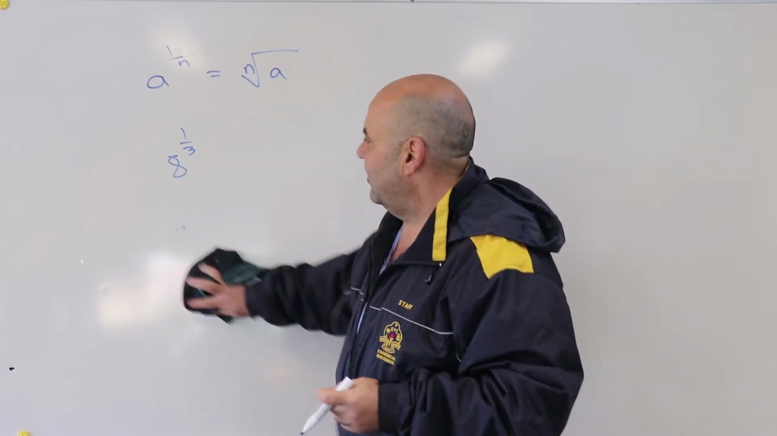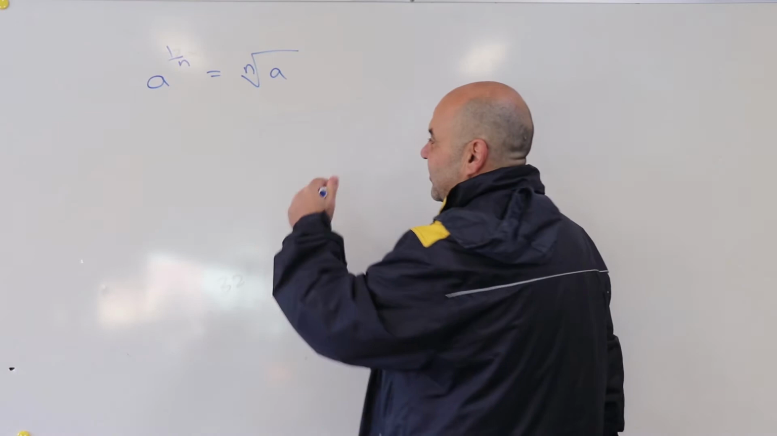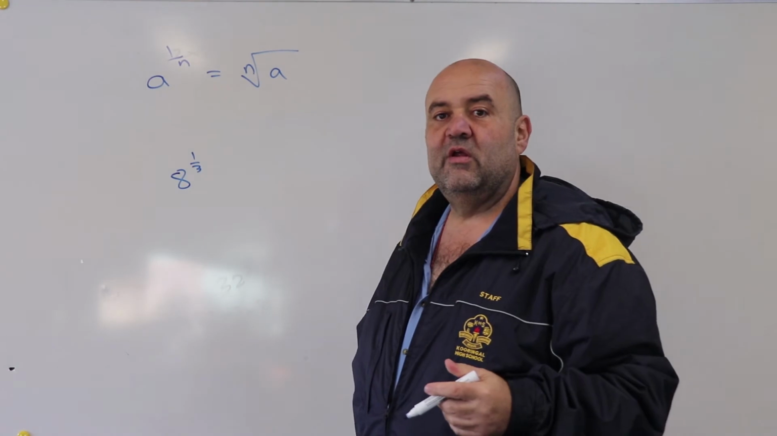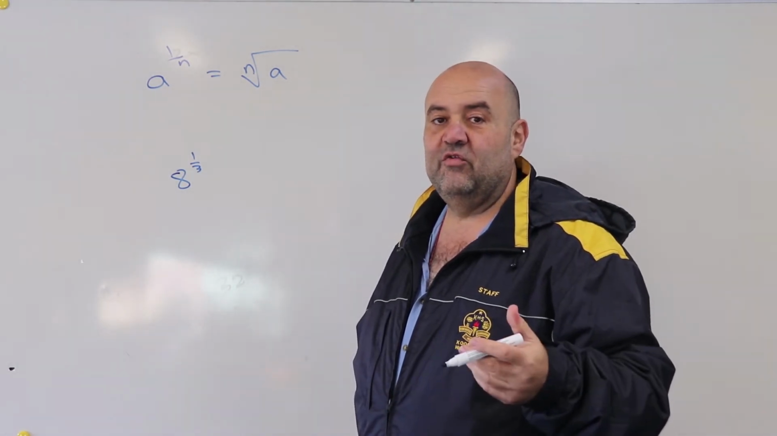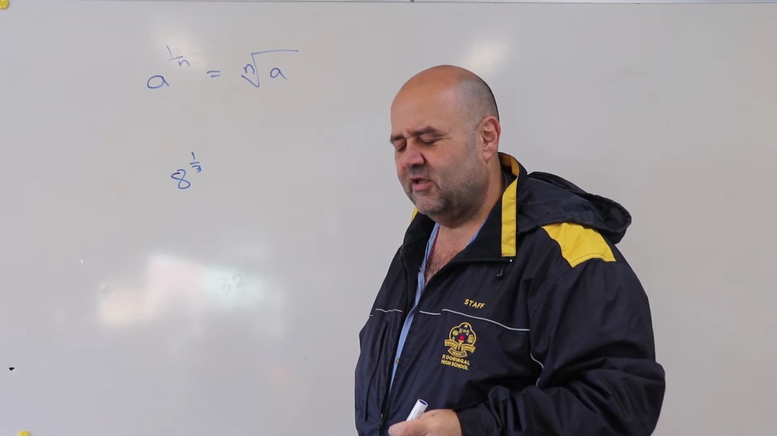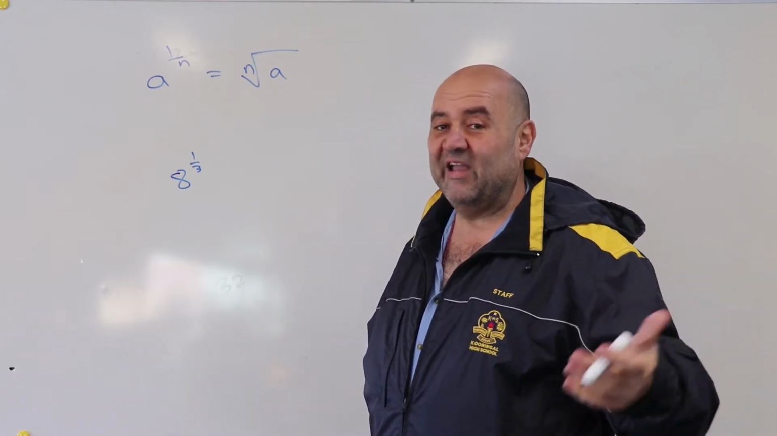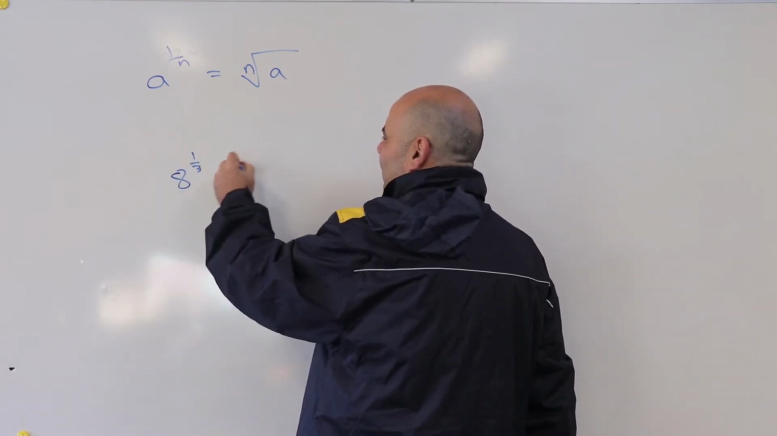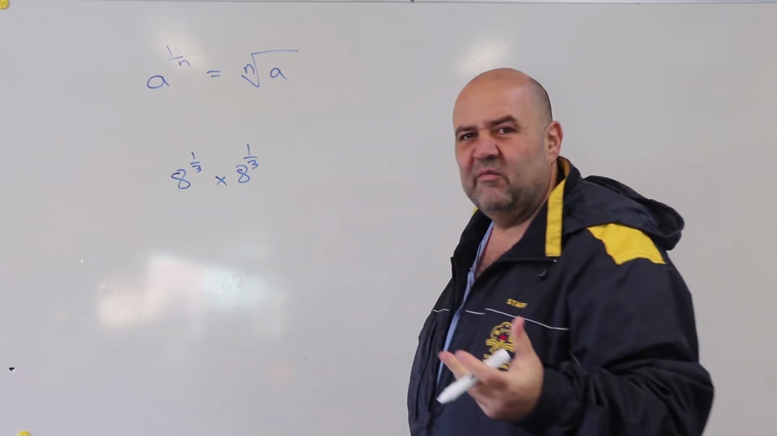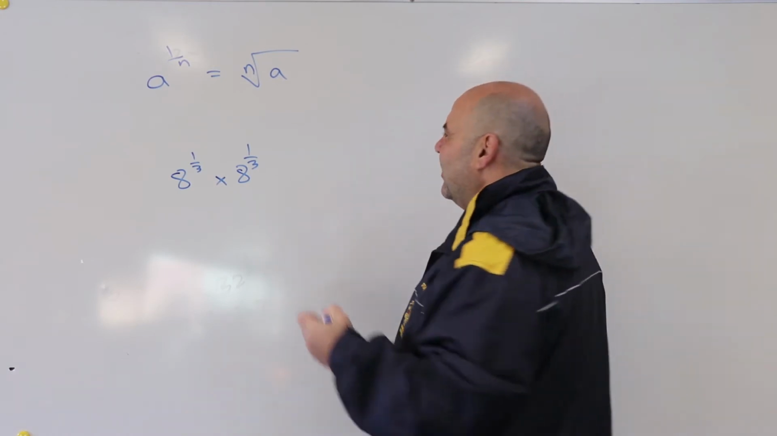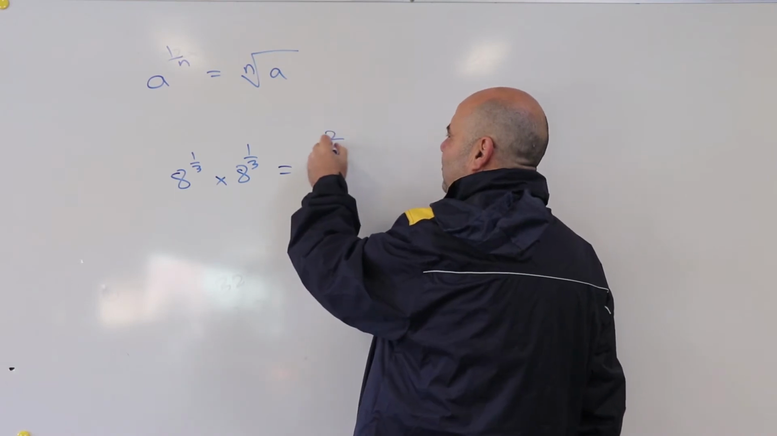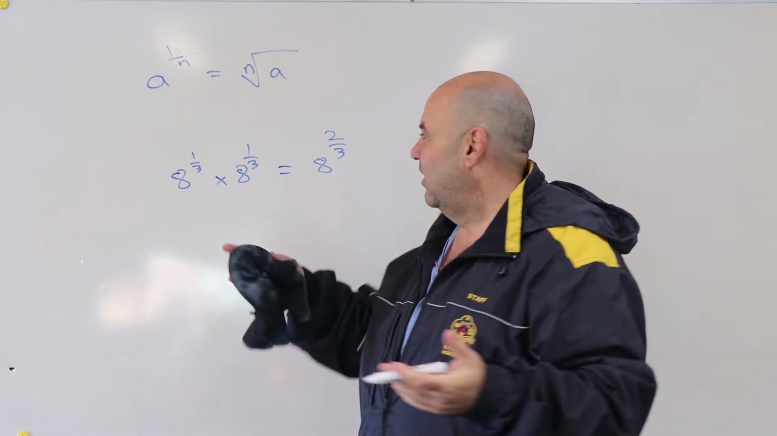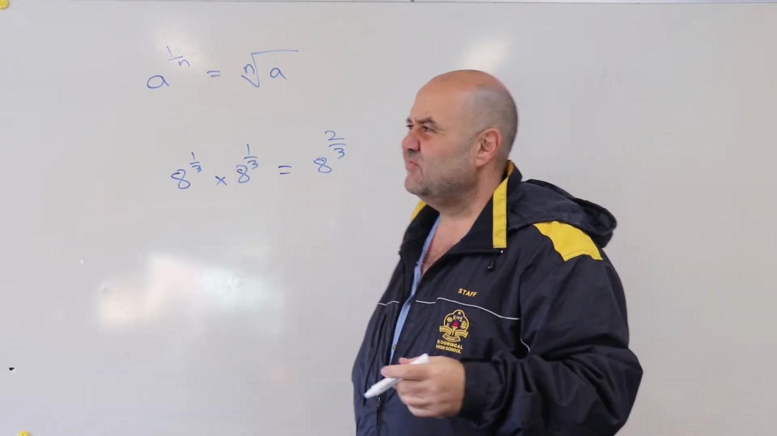Well, let's have a think about that. I just said that 8 to the power of 1/3 was the cubed root of 8, and that was 2. Well, what if I get 8 to the power of 1/3 times 8 to the power of 1/3, and I just do 2 of them? Well, that's 8 to the power of 2/3. Because remember, the rule is when I'm multiplying things with the same base, I just add the powers.